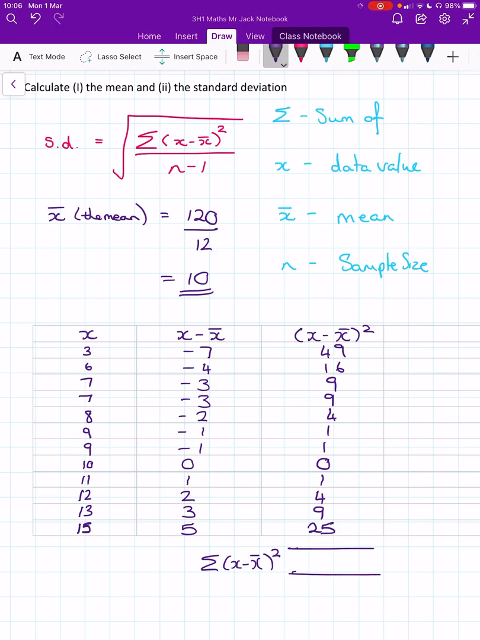So the sum of x minus x bar squared is that column added up. Okay, absolutely fine to use your calculator here. That's 9, 4, 1, 1, 0, 1, 4, 9, and 25. I get 128 there.